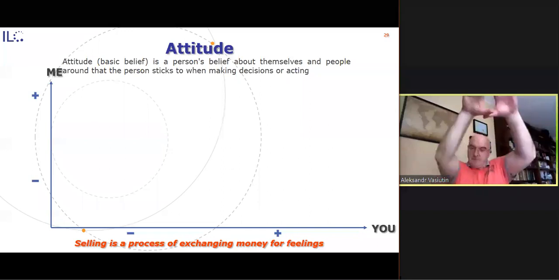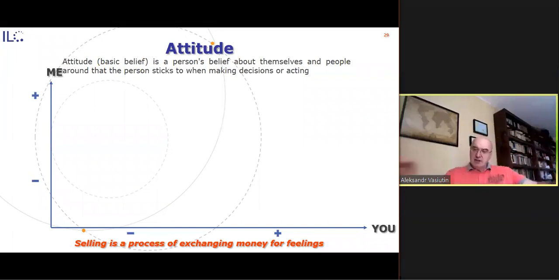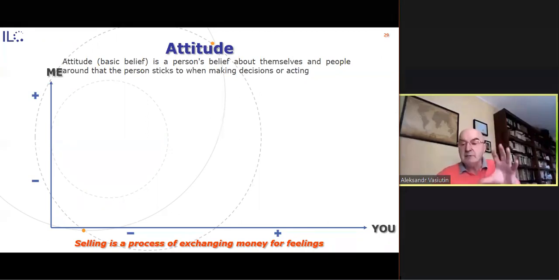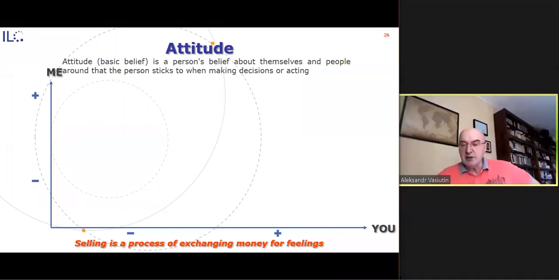And now let's discuss the attitudes. In the pyramid of these logical levels, the attitudes, the abilities. And there is the life position. And what is life position? Life position is your belief about yourself and those who surround you, and we stick to it when we start a dialogue, at the very beginning of the dialogue, when decision making.